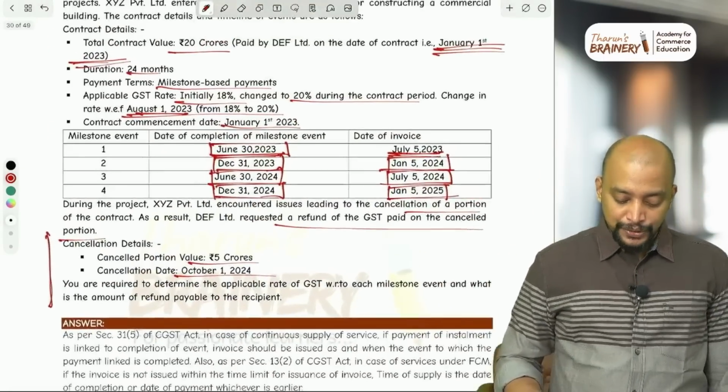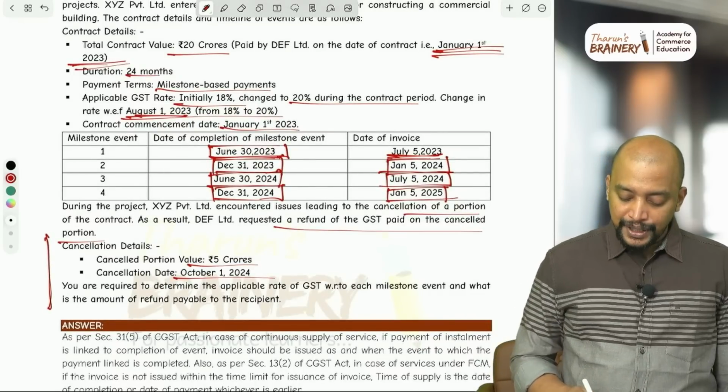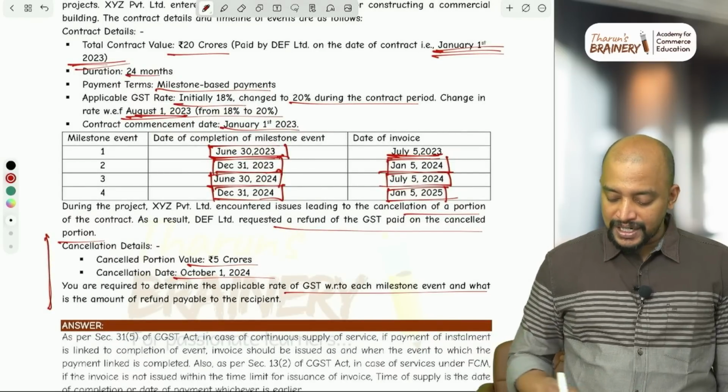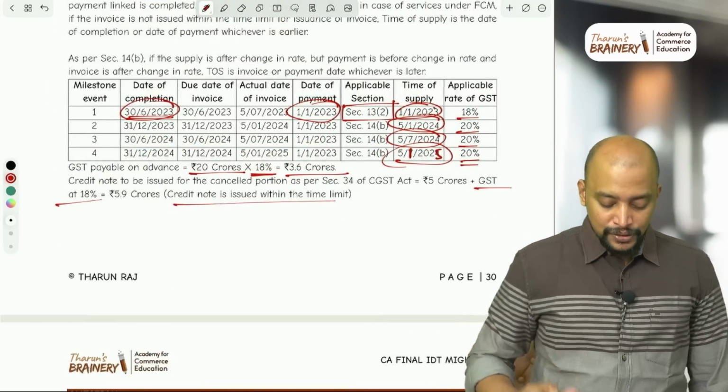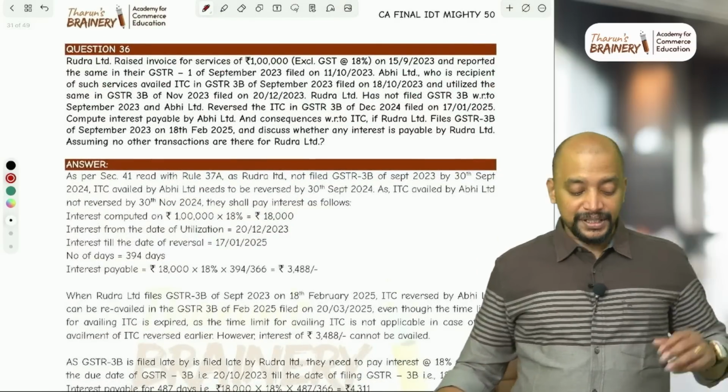Okay. So due to that reason, that will be taken. You are required to determine the applicable rate of GST with respect to each milestone event, and what will be the credit note value also. This is the answer. Then question number 36.